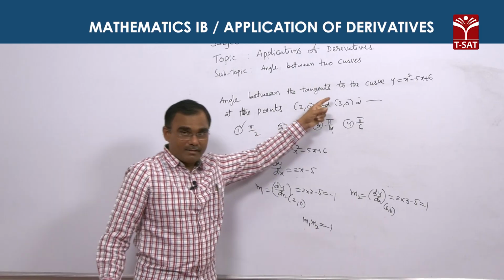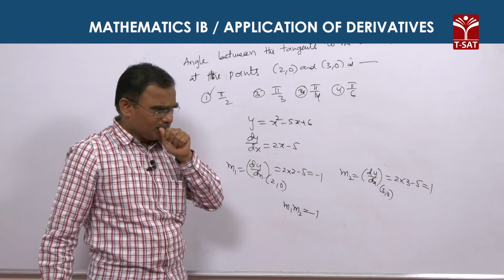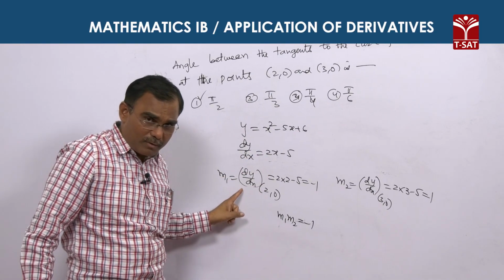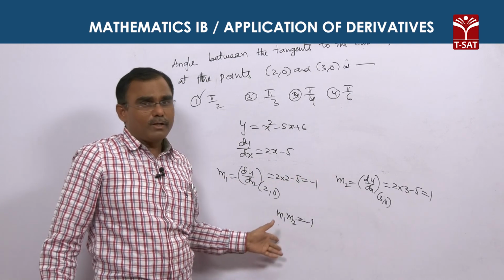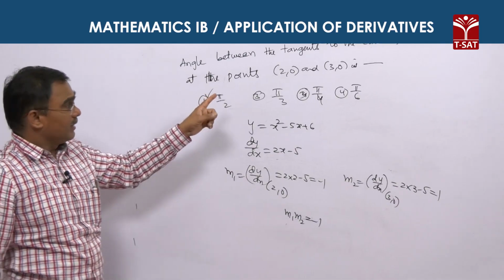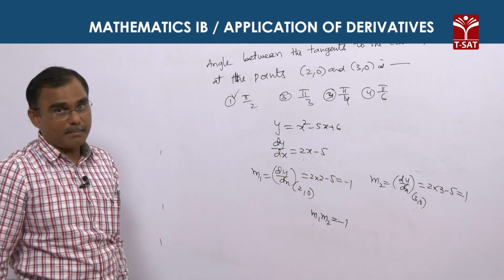One curve is given, and at the 2 points the tangents are drawn. What is the angle between the tangents? The slope of the tangent at the first point is m1, and the slope of the tangent at the second point is m2. The product is naturally minus 1. That's why the angle between the two tangents is 90 degrees, or the two tangents are perpendicular.